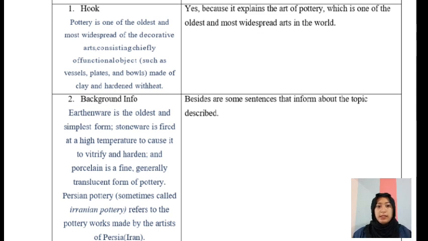The background information is: earthenware is the oldest and simplest form. Stoneware is fired at a high temperature to cause vitrification and harden, and porcelain is a fine, generally translucent form of pottery. Persian pottery, sometimes called Iranian pottery, refers to the pottery work made by the artists of Persia, Iran. It is connected because the sentences infer about the topic described.